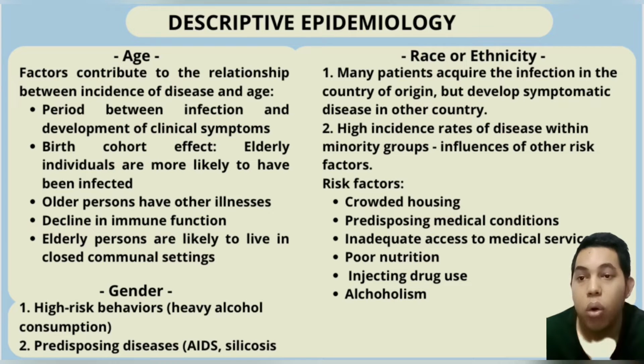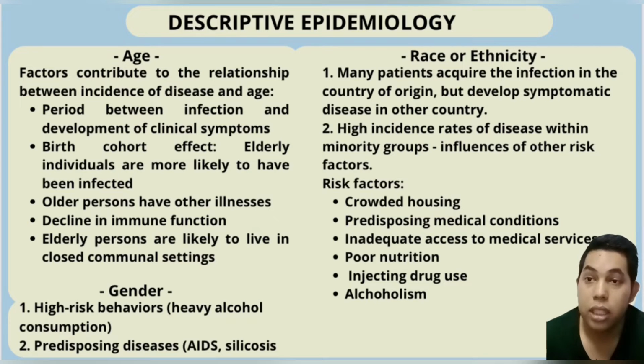3. Older persons are more likely to have other illnesses, for example, cancer and diabetes mellitus, that may make them more susceptible to disease. 4. The decline in immune function associated with the normal aging process may increase susceptibility. And lastly, elderly persons are more likely to live in close communal settings that are conducive to the spread of disease.